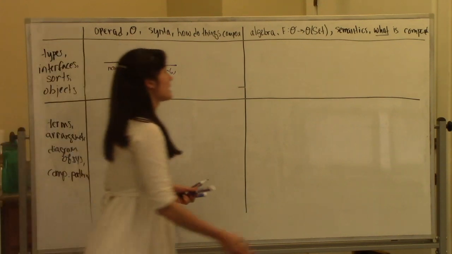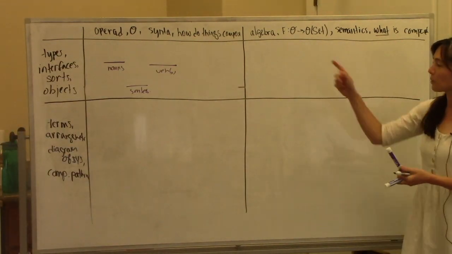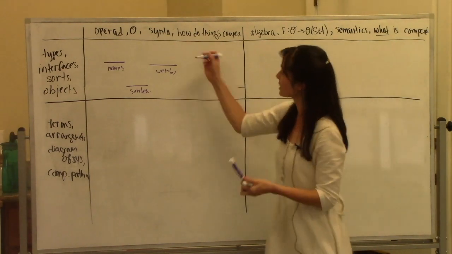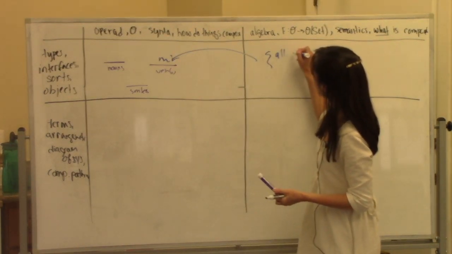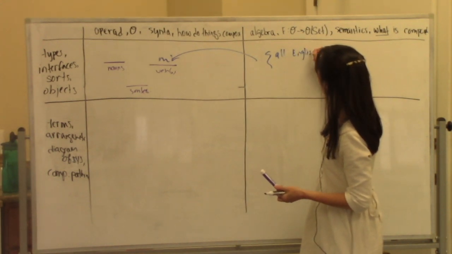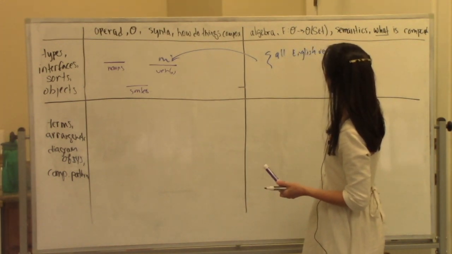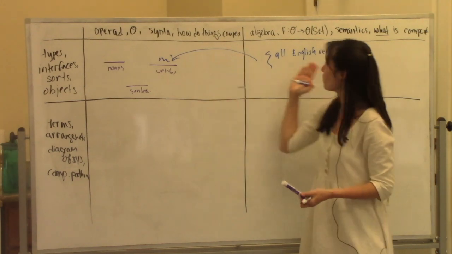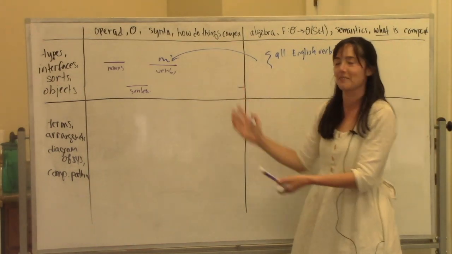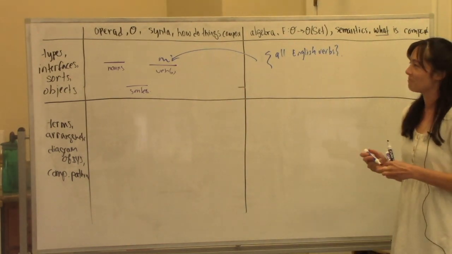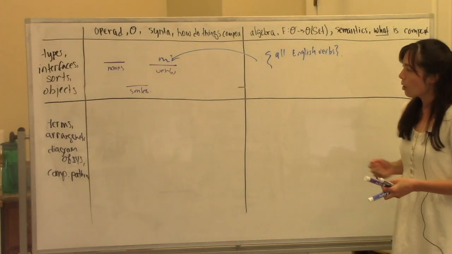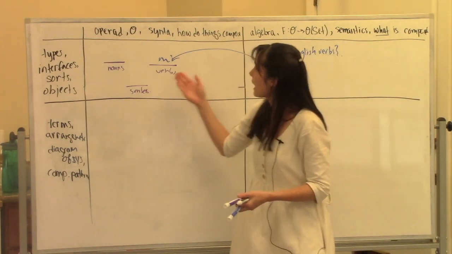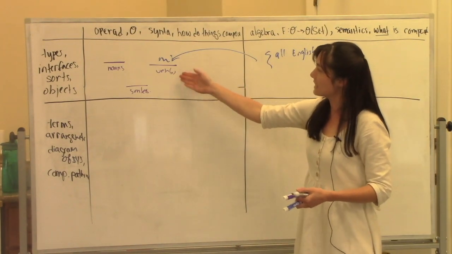Now I want to say, what can we compose? What can fill in a verb? What could I put here? It's the set of all English verbs. So again, what is the semantics of a verb type? It's the set of all English verbs. Maybe that's a little silly, but we'll see how that helps us with our dynamical systems in a bit. What are the arrangements? How can we arrange these types of things?